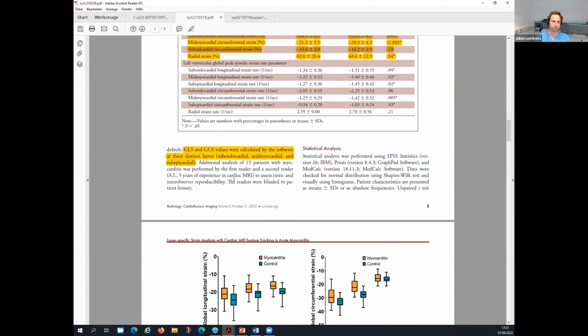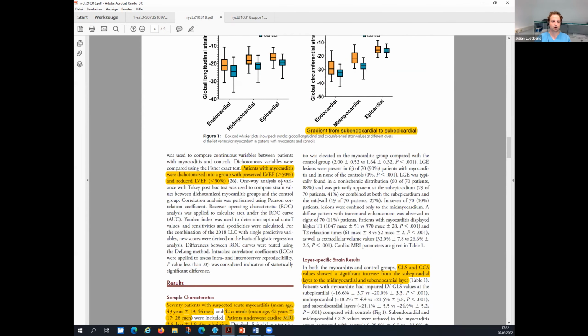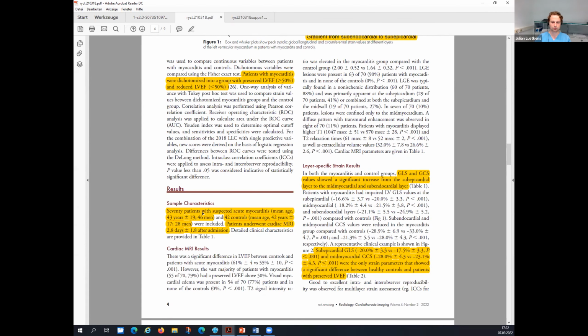What the software also does by default, for the longitudinal strain and the circumferential strain, is calculate 3 distinct strain parameters: at the subendocardial level, at the mid-myocardial level, and at the subepicardial level. So altogether, we have 7 global strain values, which we analyzed in this study. We also subdivided the cohort of patients with acute myocarditis into a group with preserved ejection fraction and reduced ejection fraction.